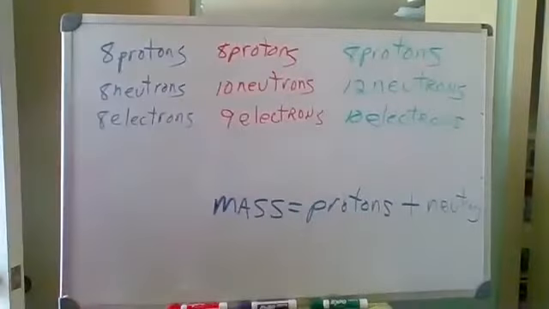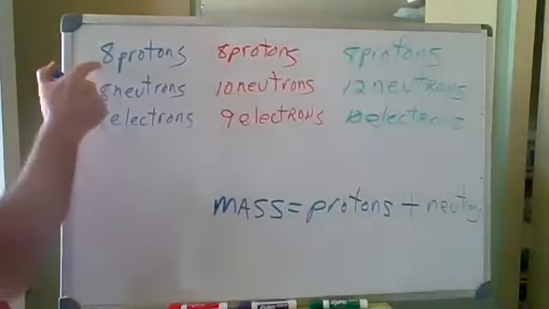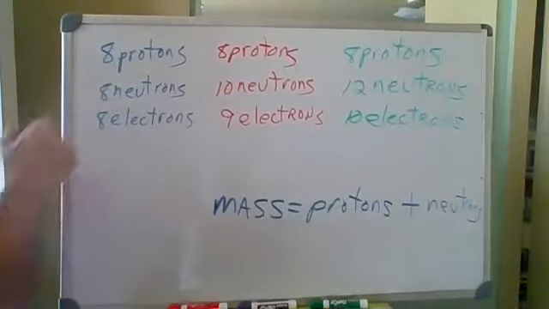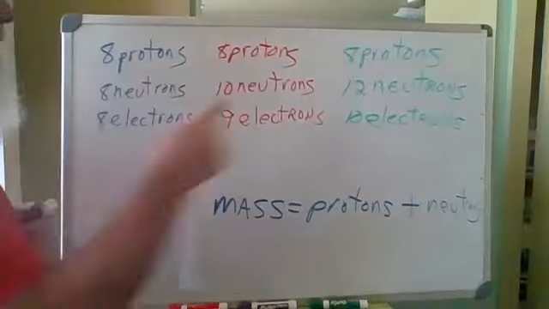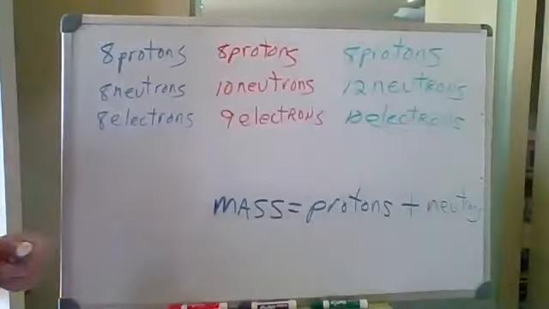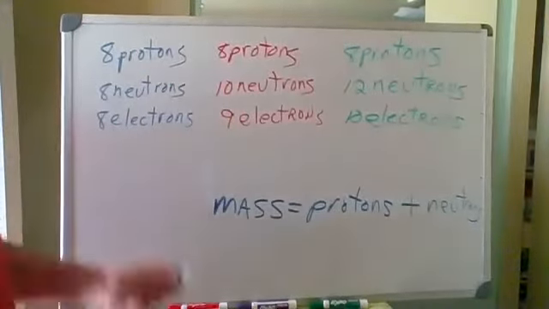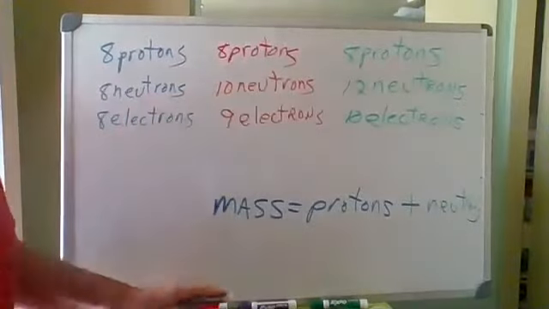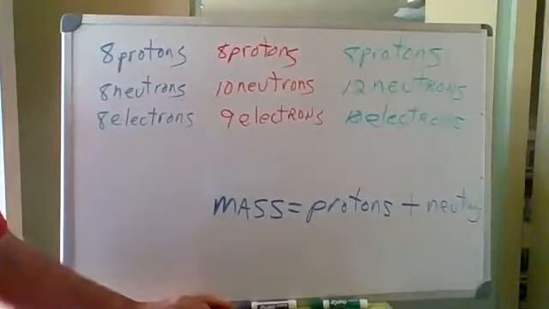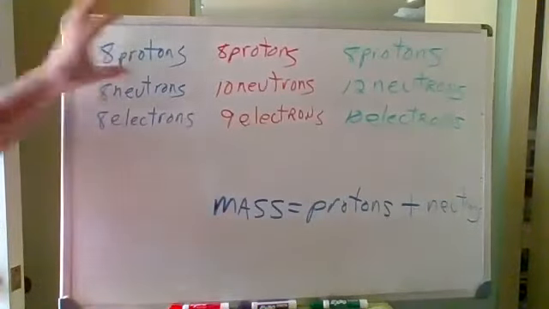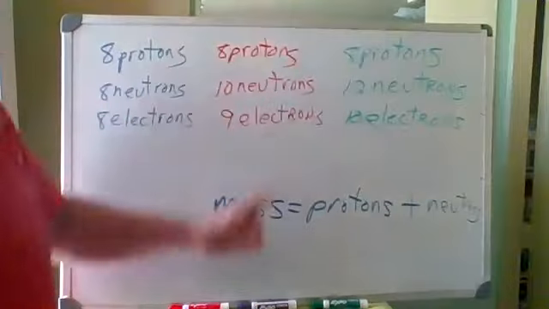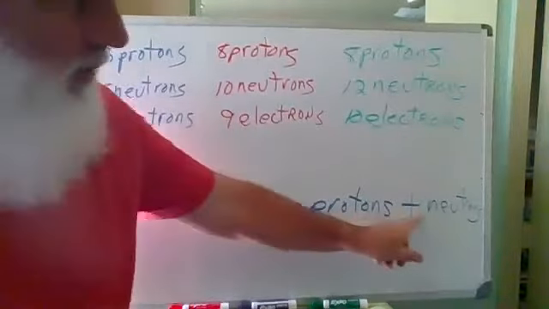Right? That's the mass of an atom. So this atom right here has a mass of 16. This atom here has a mass of 18. This atom here has a mass of 20. They're all oxygen atoms. How do I know that? Because the number of protons gives me the element. They're all oxygen atoms, but they have different masses: 16, 18, 20. Because the mass is equal to protons plus neutrons.